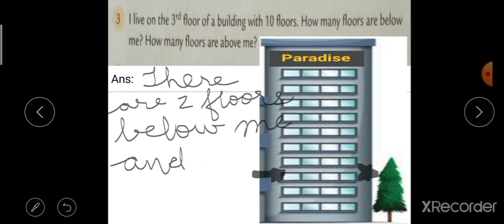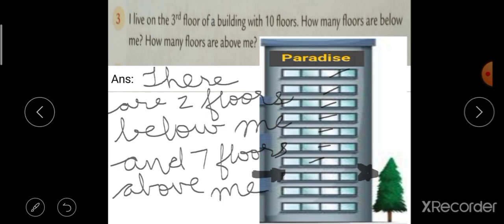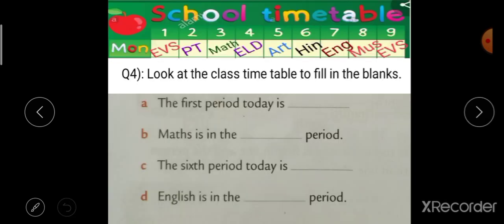Just count. Let us count. 1, 2, 3, 4, 5, 6, 7. Seven floors above me. Okay, so that means below me there are 2 floors and above me there are 7 floors. Okay, now the next question.